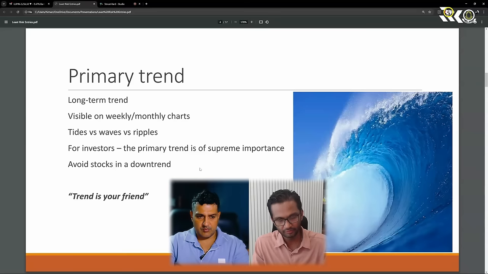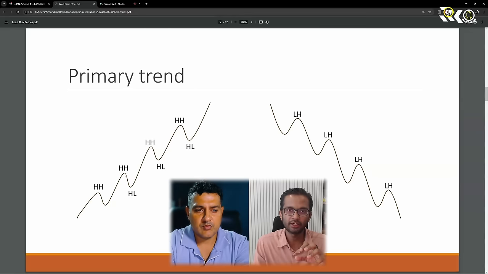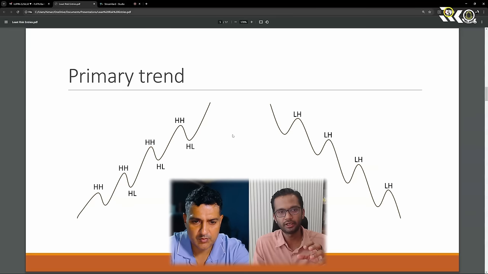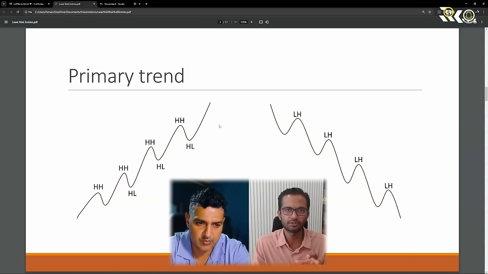Because when the stock is in a downtrend, you are losing your time and you are also losing your capital as well. So this is the simple definition of primary uptrend, where the stock is forming higher highs and higher lows, and the opposite of it is a downtrend. Both are equally visible on weekly or monthly long-term charts. I am personally only trading the stocks that are in an uptrend.